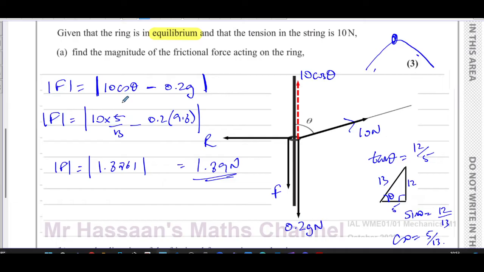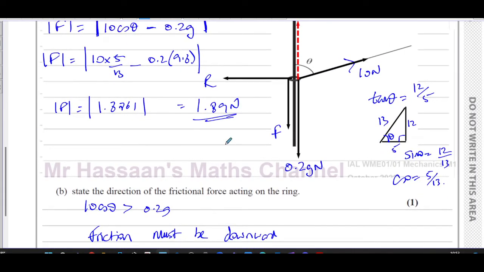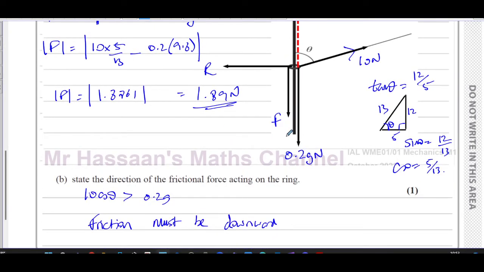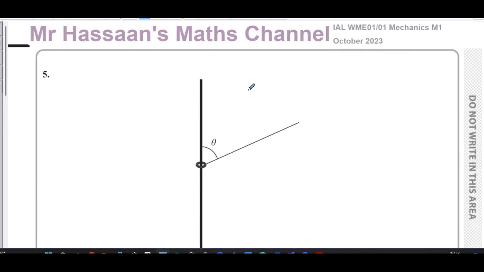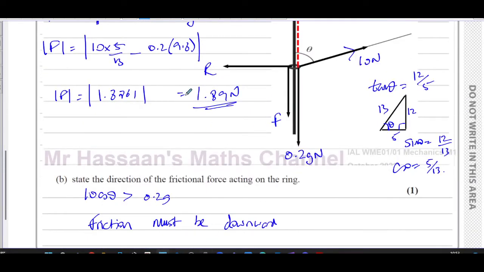Now, if I had done 0.2 g minus 10 cosine theta, the only thing that would happen is this would be negative. The friction force would still have the same magnitude, because for magnitude we just care about the size and not the direction. But we would also realize that the friction has to act down still, because we saw that this is bigger than that, and subtracting the other way around would give a negative answer. It doesn't matter which way you subtract, you would still have the same answers in the end.